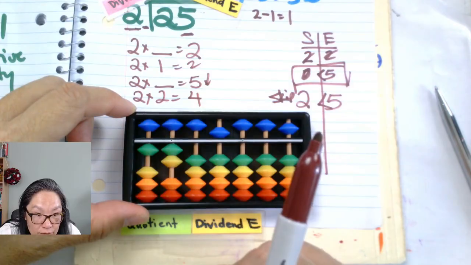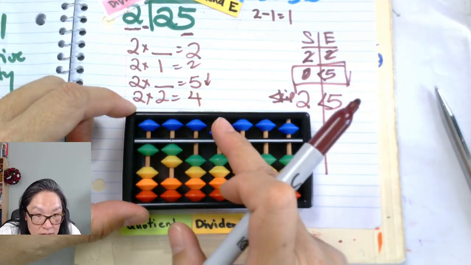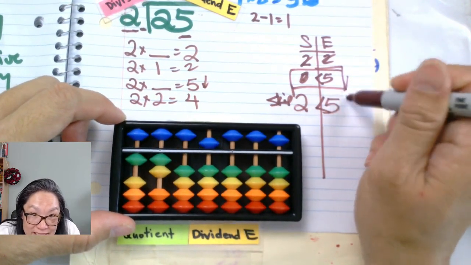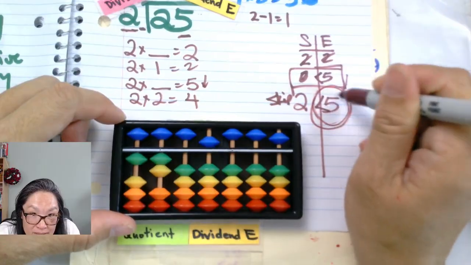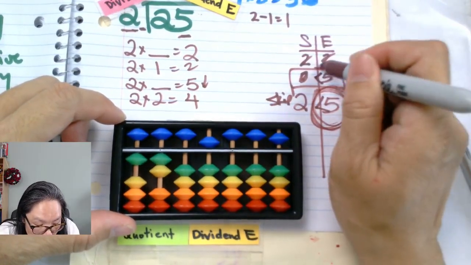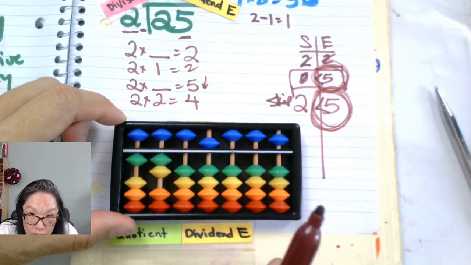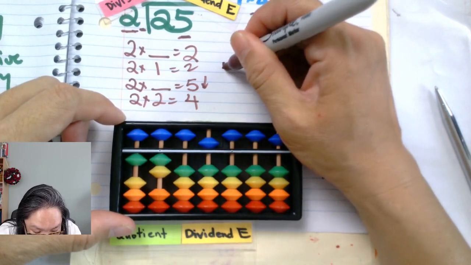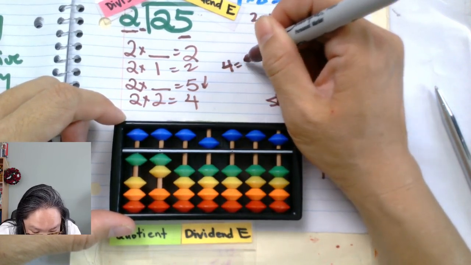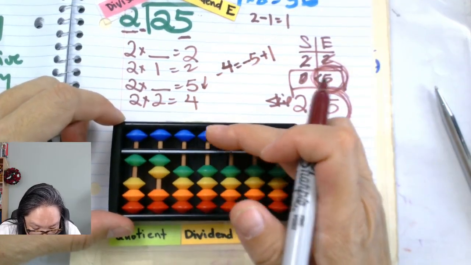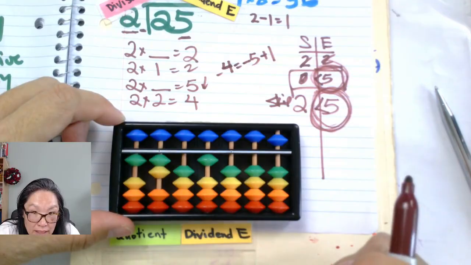You skip from dividend on the abacus. Yes, because my dividend is bigger. Because my dividend is bigger, I need to skip it. So now I have to take away 4. We know how to take away 4. Minus 4 is equal to minus the 5 plus 1. Minus the 5 plus the 1. Now what do we do?